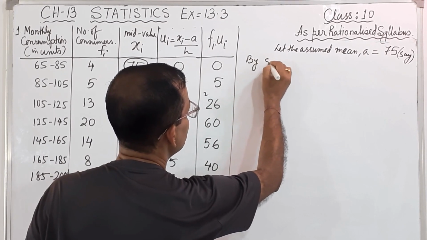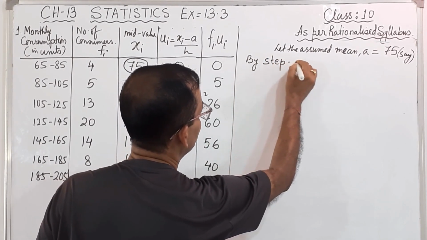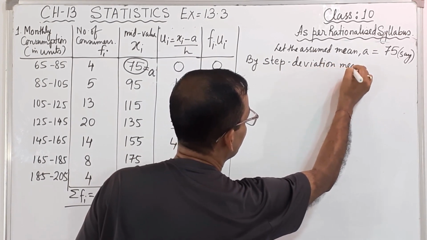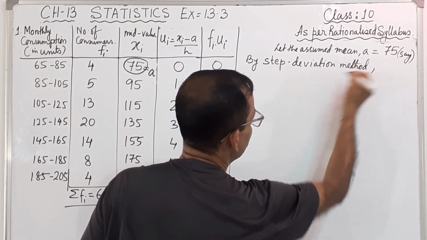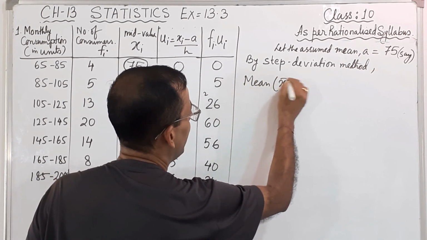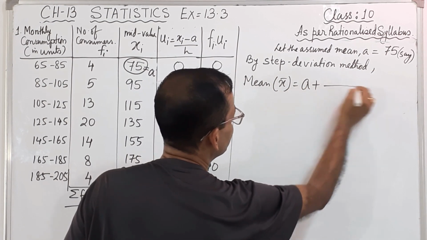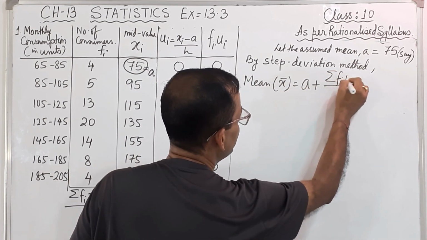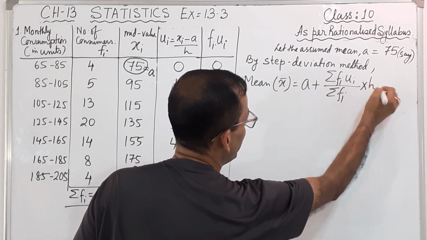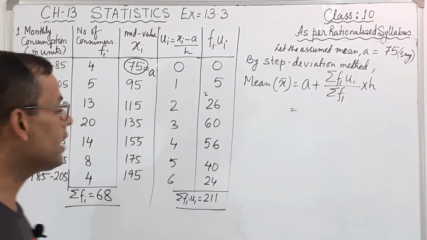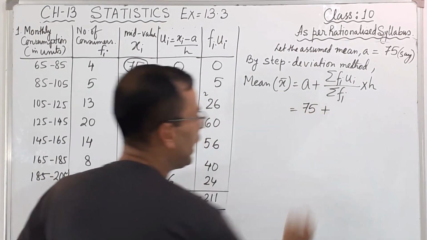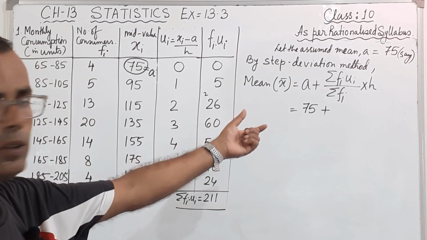Now what will I write? By step deviation method. So I will be using the step deviation method. Mean, I am writing the formula: X bar equal to A plus (sigma Fi Ui by sigma Fi) into H. Okay. So A is how much? A is 75. You got it.